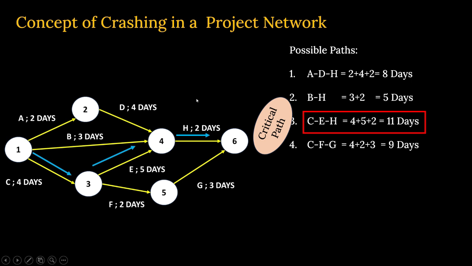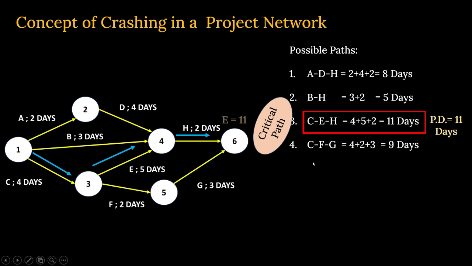So this is identified. What else do we get to know out of this? That means the project duration is 11 days, and that is the earliest finish time on the last node, which is represented with letter E. So E, on the last node, will be 11. That is for sure. Now the concept of crashing is coming.